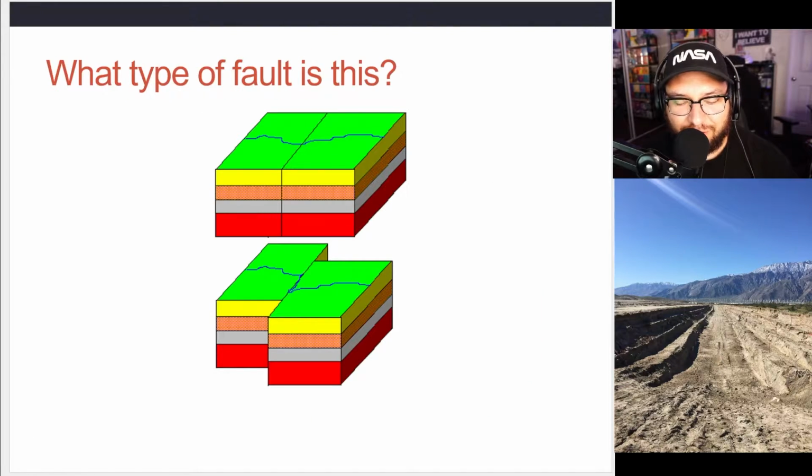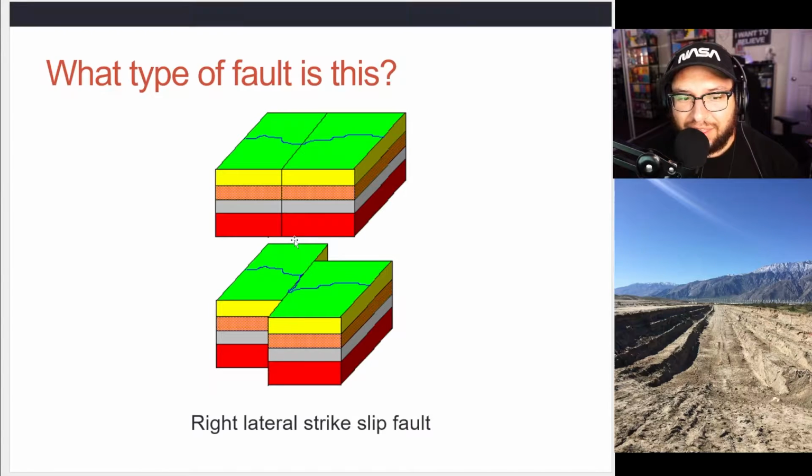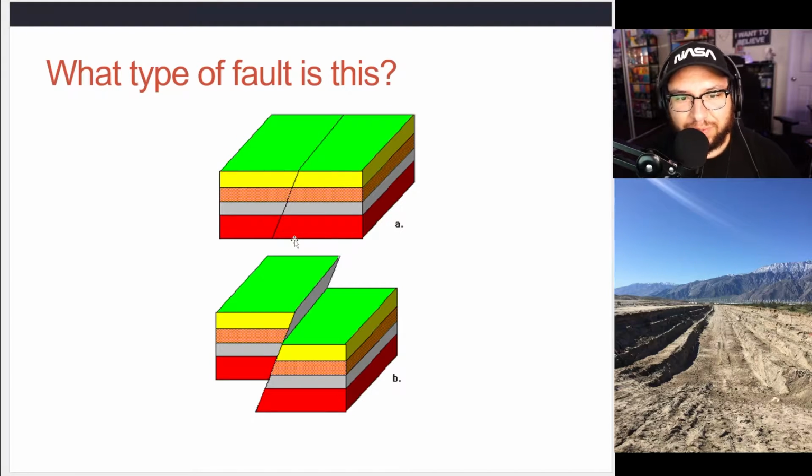All right. First one. So here we have our fault block, okay? You can see this one shifted horizontally that way. I'm going to give you a second, or you can pause the video if you need a second to think about it. The correct answer is right lateral strike slip fault, so kudos if you got it, but we've got to move on to the next one.